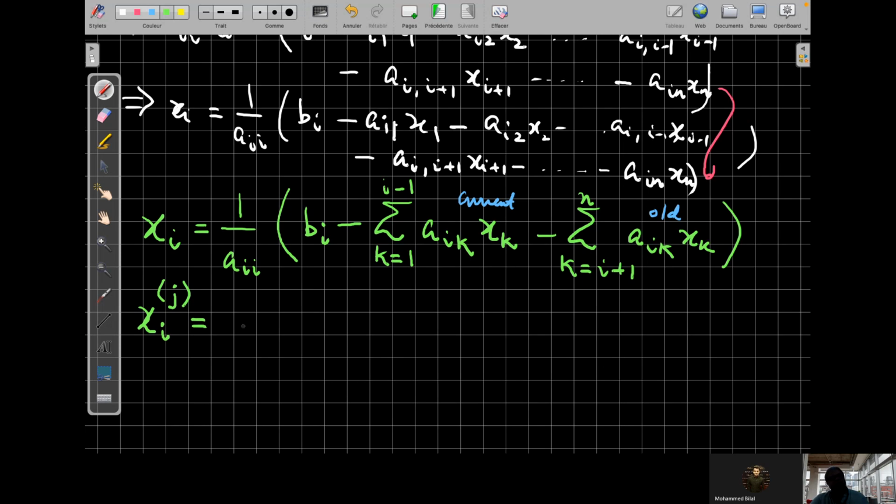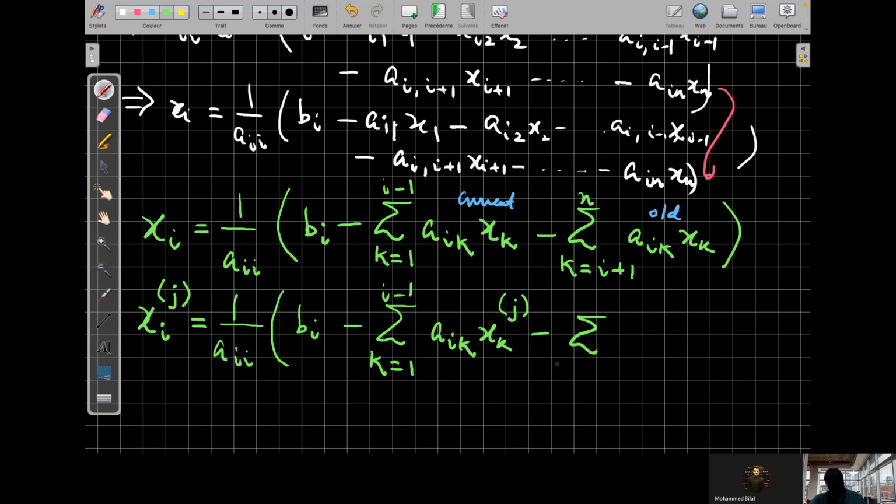So I am going to write this expression now. It is equal to 1 upon aii, and bi. Remember that aii and bi don't change. They are constants, and therefore they don't change. What is changing are the values of these variables. Then this aik also is not going to change. So xk, when I say current, means they are from the jth iteration, and when I say old, it means from the previous iteration.